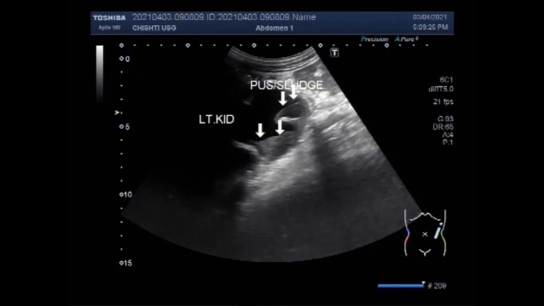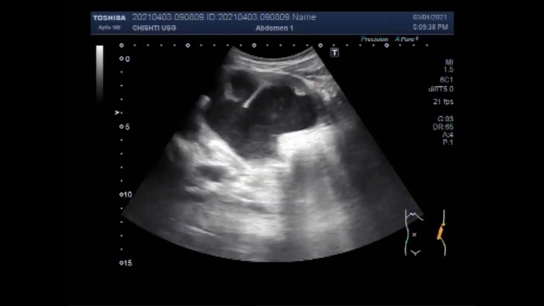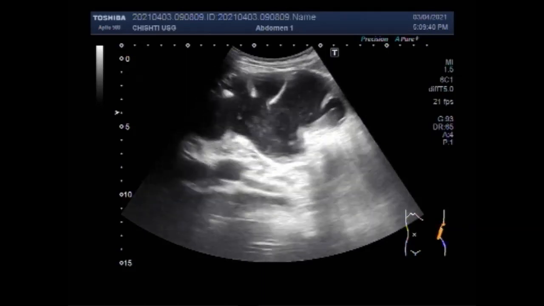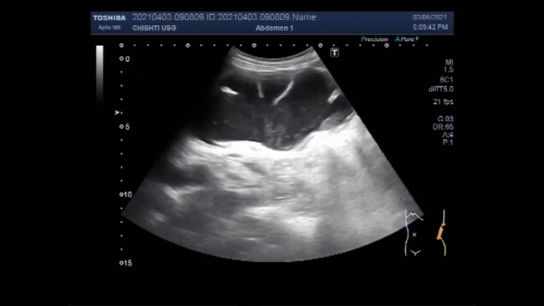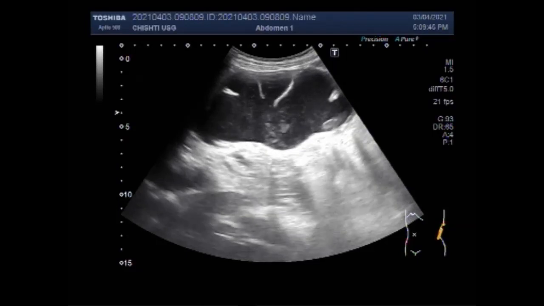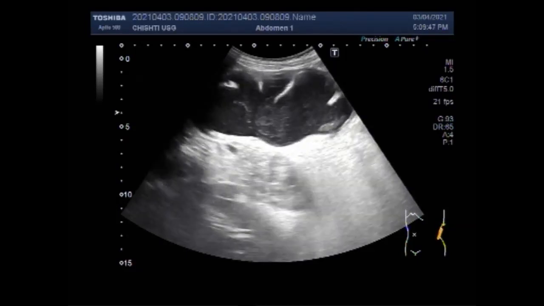Now, the difference between pyonephrosis and pyelonephritis. Signs and symptoms of acute kidney failure may include decreased urinary output, although occasionally urine output remains normal, fluid retention causing swelling in the legs, ankles, or feet, shortness of breath.